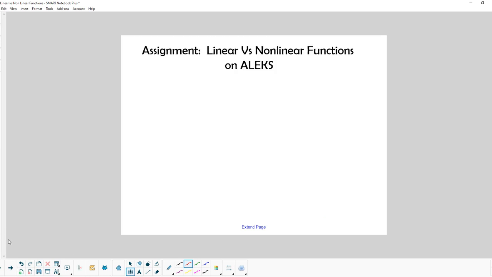All right. So your assignment is on ALEKS. It's entitled Linear versus Nonlinear Functions. And in a few cases, you're going to have to show a little work to determine the rate of change in the y and the x direction. So good luck, and thank you very much.